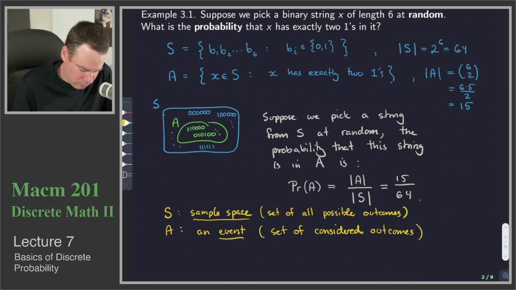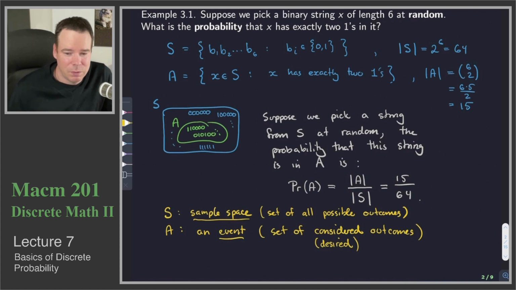I'll also refer to these as considered outcomes, desired outcomes, successes. Various bits of terminology can get used for this set A. These are the things that we're interested in. So what is the probability that when we select something from S, it actually is an element of A? So these are our desired or considered outcomes. And you can see here what we did to compute the probability was we just took the size of the set of desired outcomes and divided by the size of all possible outcomes. And so that's our basic calculation for probability in this discrete, or finite, setting.